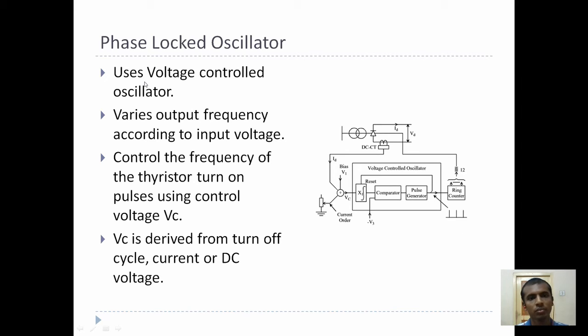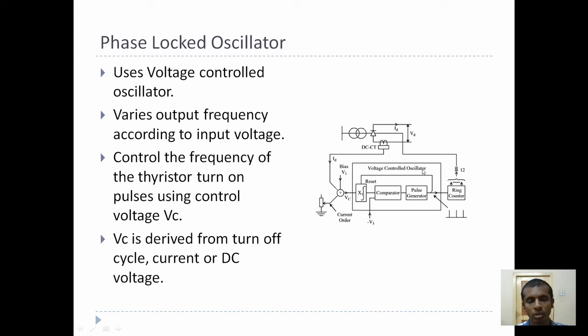It consists of a voltage control oscillator. You can see here, this is the voltage control oscillator. The output frequency varies according to the input voltage. It controls the frequency of the thyristor turn on pulses using control voltage VC. It controls the output signals which are going to turn on the thyristors. VC is derived from turn off cycle current or DC voltage.